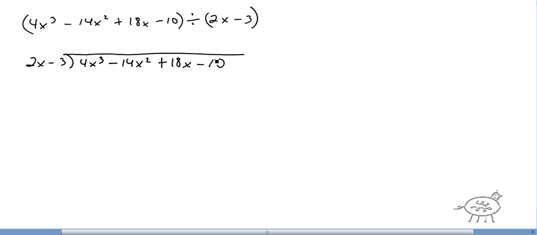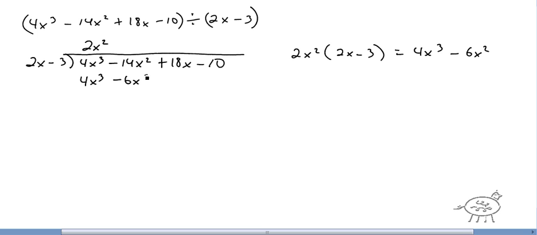Okay? So, first thing we're going to do, what times 2x is 4x cubed? Okay, and the answer to that is 2x squared. So 2x squared is here. And you multiply that by 2x minus 3. So if I multiply that, I get 4x cubed minus 6x squared. So I write that underneath there, 4x cubed minus 6x squared.